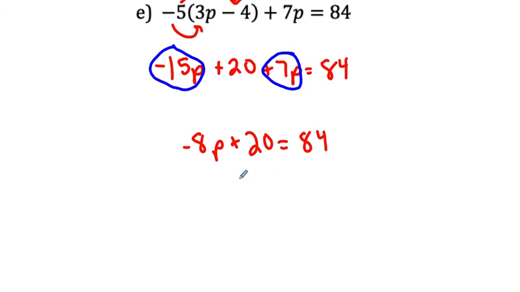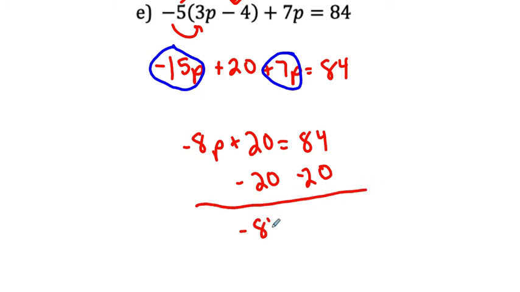Next, move the 20 over. It's a positive 20, it's being added, so I do the opposite and I subtract. And like I said, that right-hand side will now be equal to 64. So negative 8p, these are gone. Negative 8p, ignore that little line there. I made a little mistake, just ignore it. 84 minus 20 is 64.